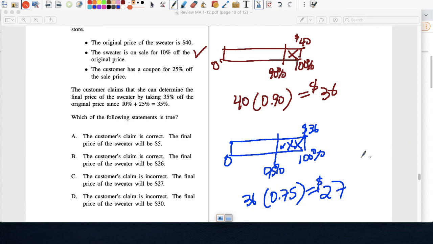Okay, so notice that her 26 doesn't really work. And I think that's that.